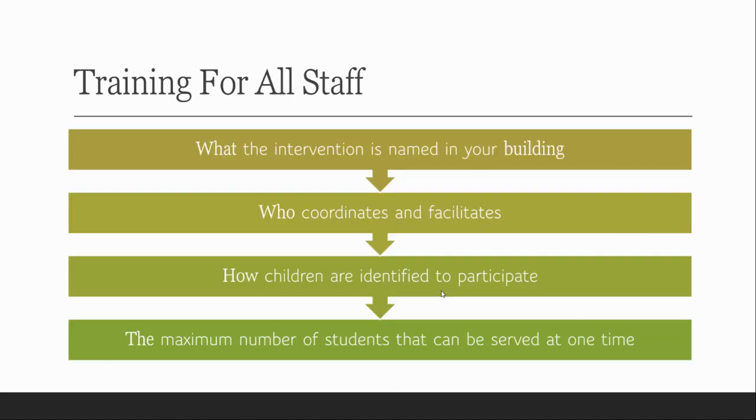Some training topics that should be included for all staff: What is the intervention? What is the name of the intervention in your building? Who is coordinating and facilitating that intervention? How children are going to be identified to participate in that intervention, and the maximum number of students that can be served at one time. So this is just a brief overview of that intervention. This can happen during staff meetings, a very brief session just to give an overview. It can happen during professional development days, but again, it's a very brief overview of that intervention.